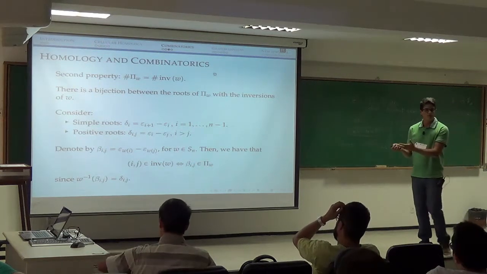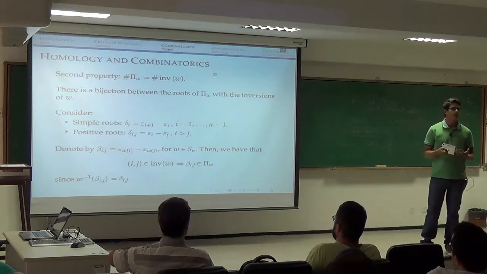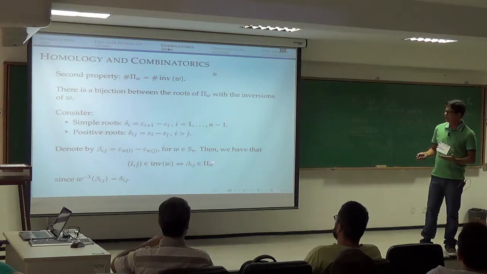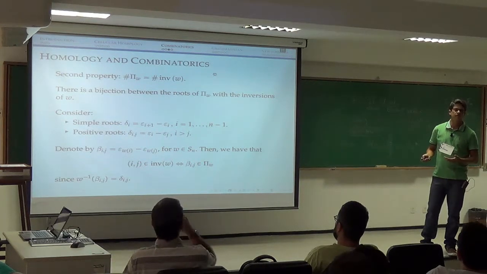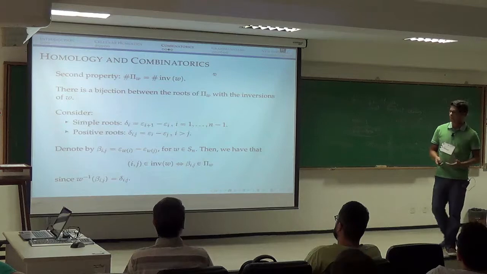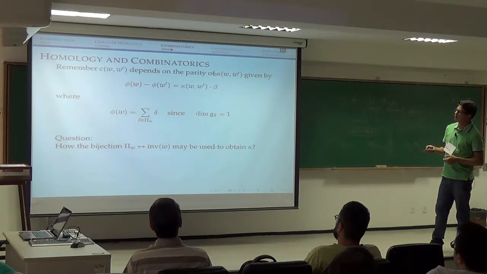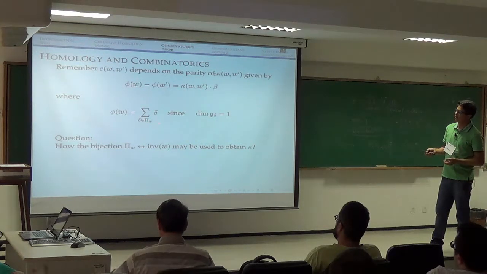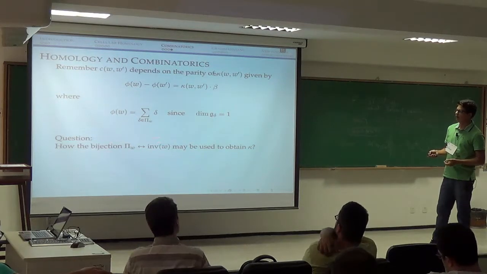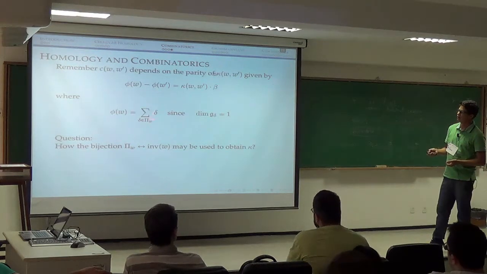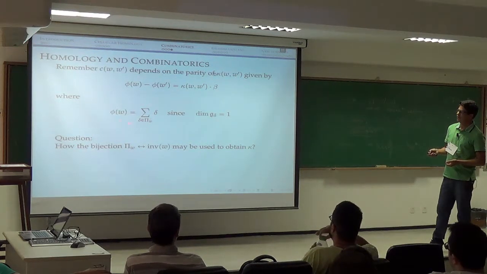And here is the point. In order to compute homology we need to know this set, and now we can translate this data in terms of inversions, if you have a permutation model. When we need to compute the coefficient, we must know this set, and how the bijection of P of W with the inversions of W may be used to obtain this kappa, that is, to get the sum of the elements in P of W.